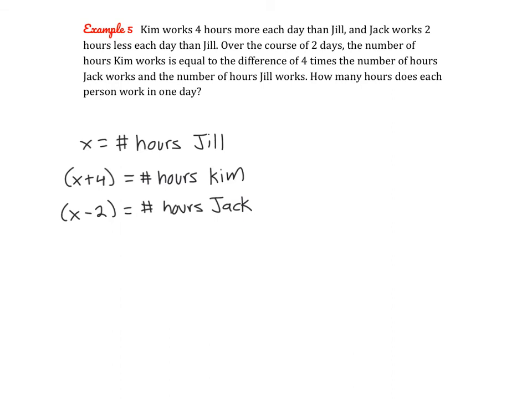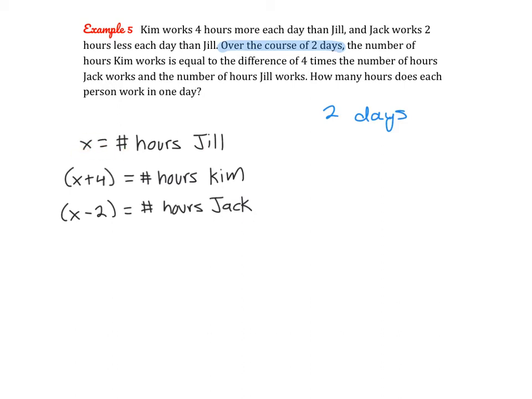Okay, so then we say over the course of 2 days, the number of hours Kim works is equal to the difference of 4 times the number of hours Jack works and the number of hours Jill works. So first we need to describe a way to show this reflected over 2 days. So essentially, this is 2 days later, you would take however many hours you work and you would double it.